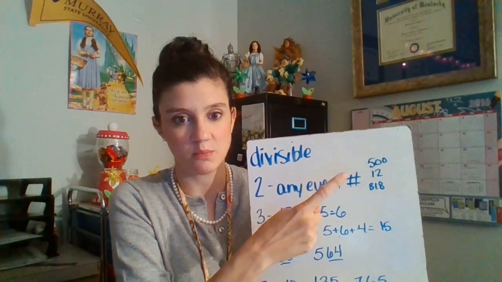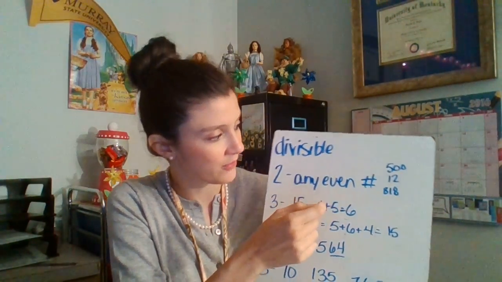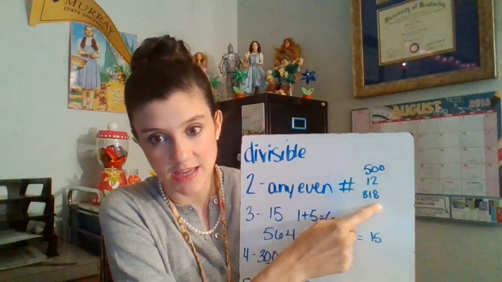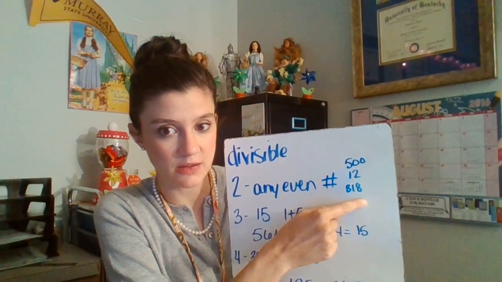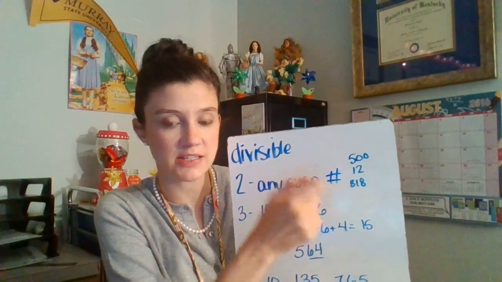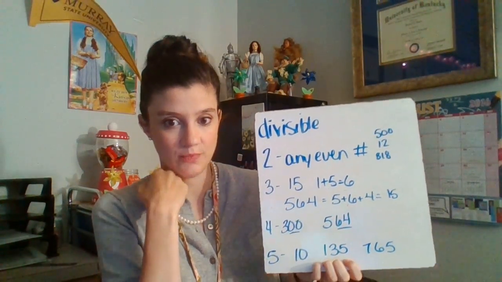So, examples would be 512, 318. Even though 3 and 1 are odd, that last digit is 8, which makes it even. So 318 is divisible by 2.